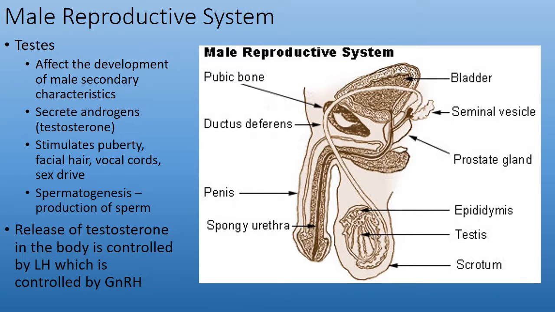Male reproductive system. The gonads here are the testes. The testes will release testosterone to help develop the male characteristics, as well as promote spermatogenesis, which is the production of sperm, which we'll talk about. The release of testosterone by the testes is controlled by LH, luteinizing hormone. Luteinizing hormone is released when the hypothalamus releases the gonadotropin releasing hormone.